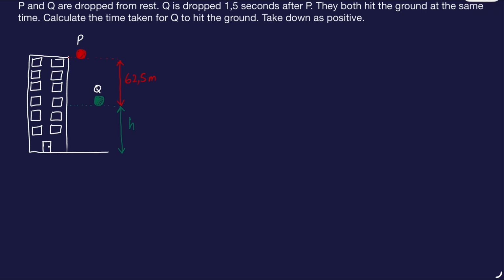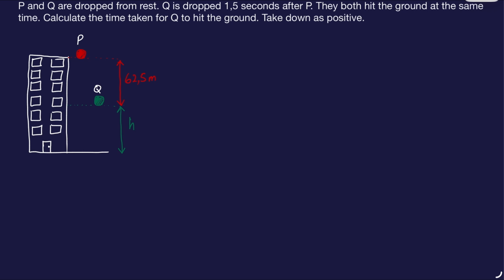Take down as positive. Now they've also given us a diagram. The diagram shows a building. P is at the top of the building. We don't know the height of the building. We know that P and Q are 62.5 meters apart. Q is dropped from lower down and the height above the ground for Q is h.